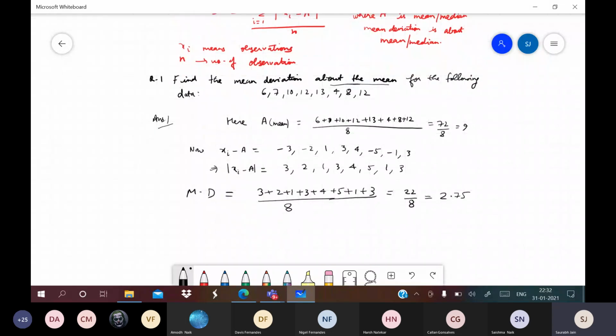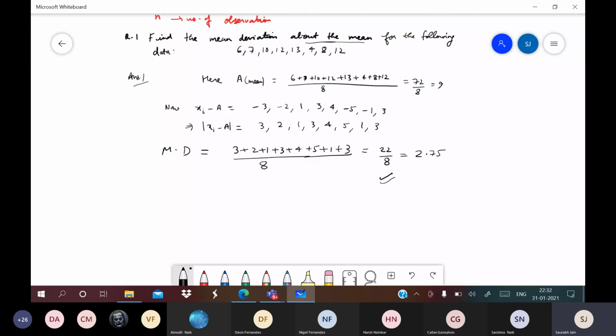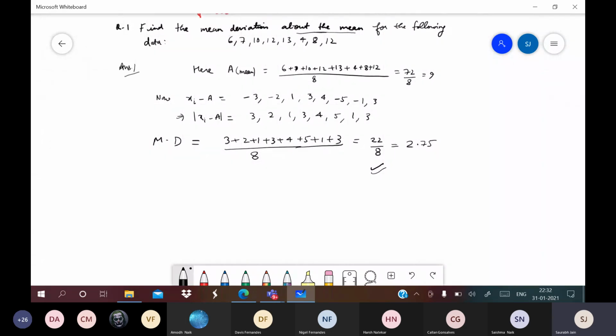You can leave the answer in fraction, but in the simplest form, like 22 by 8 can be written as 11 by 4. You can leave it there. However, sometimes the division is terminating, so we do that division, like 2.75. But sometimes it may be recurring, then we can write it to 2 or 3 places, or we can leave it in terms of a fraction.